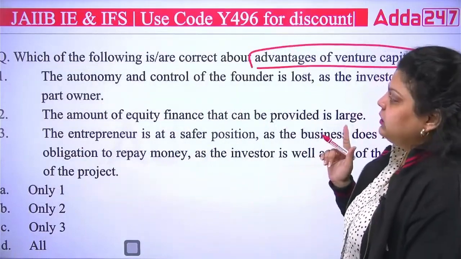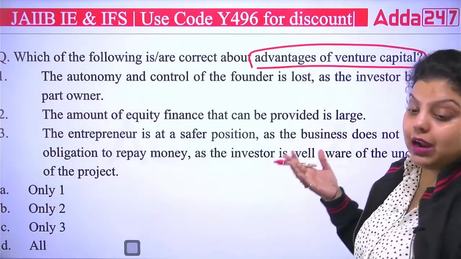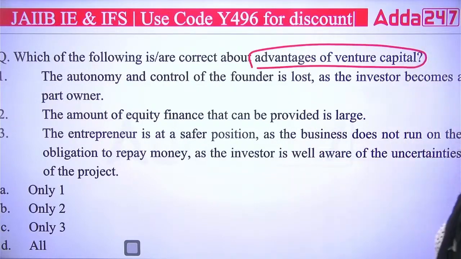First is saying the autonomy and control of the founder is lost as the investor becomes a part owner. Second, the amount of equity finance that can be provided is large. Third, the entrepreneur is at a safer position as the business does not run on the obligation to repay money, as the investor is well aware of the uncertainties of the project. So which of the following is correct about the advantages of venture capital?